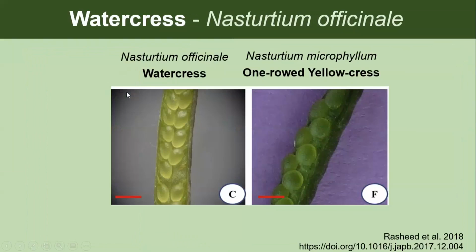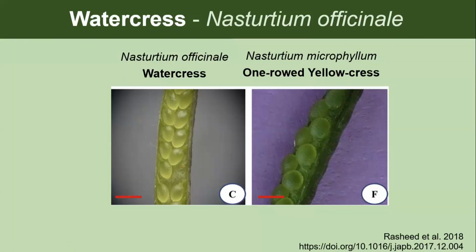And one thing that's very important to get a picture of, if it's there, is the fruit. So Nasturtium officinale watercress has these 2 rows of seeds. This is a very close-up picture from a scientific study, but there is actually another invasive species called one-rowed yellowcress. It's a species of the same genus, and it has 1 row of seeds. So they're closely related, and they look very similar. The only way to distinguish them is the fruit.